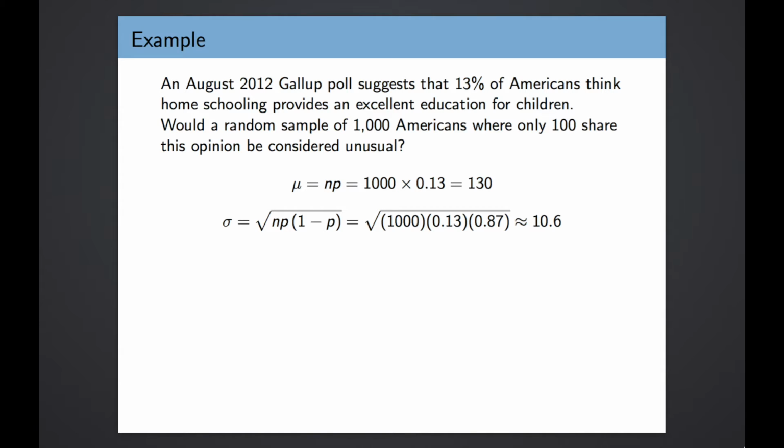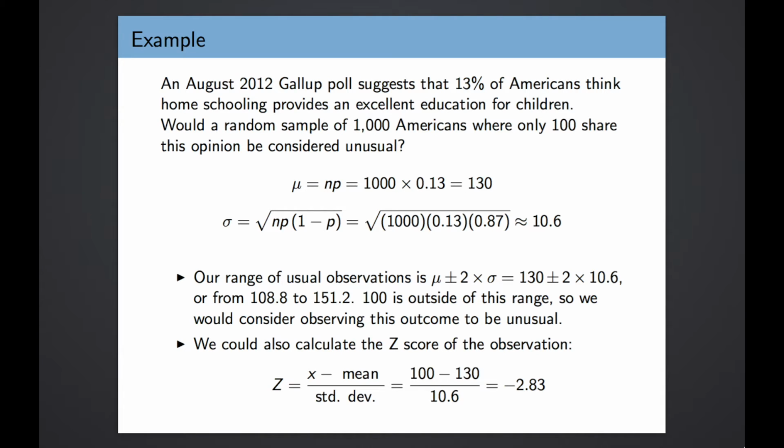So if we take the square root of 1,000 times 0.13 times 0.87, we get about 10.6 as a standard deviation. If our range of usual observations is the mean plus or minus 2 standard deviations, that's going to give us a range of 130 plus or minus 2 times 10.6, or a range of 108.8 to 151.2.